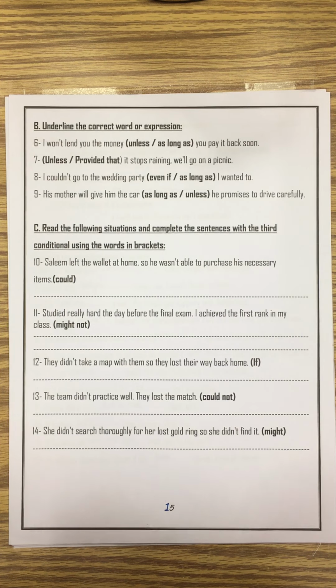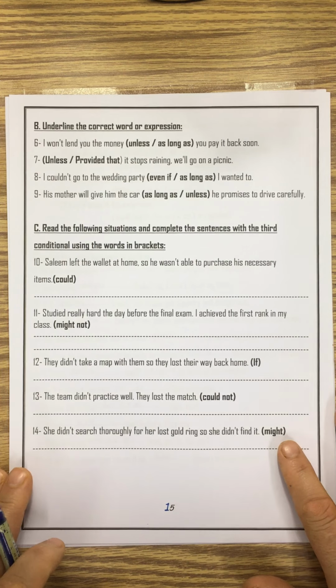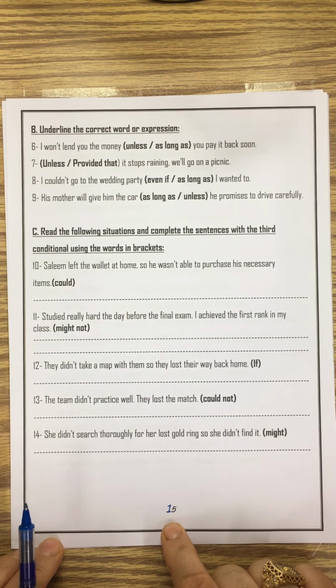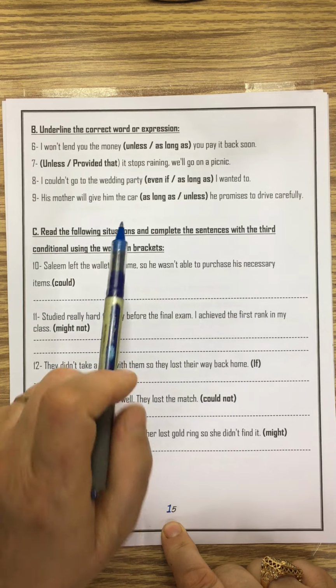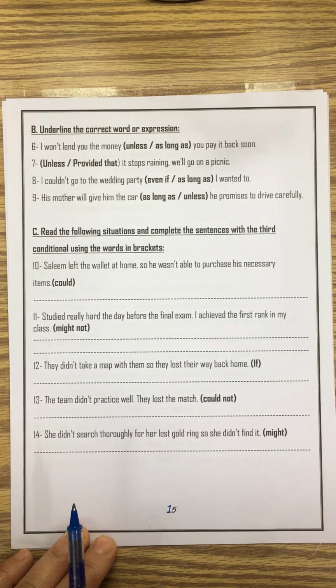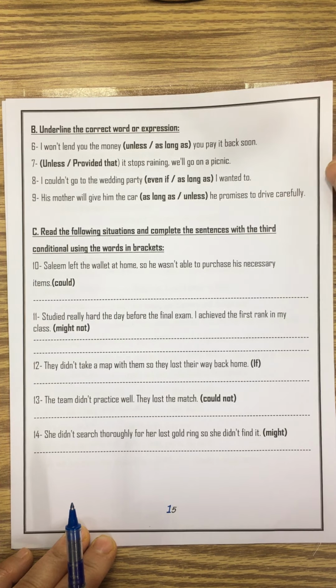And here on page 15 we have another exercise. Underline the correct word or expression. Look at these sentences 6, 7, 8, 9, page 15. Please look at them and try to do them. Try to underline the correct word or expression. Just exercise A and B.